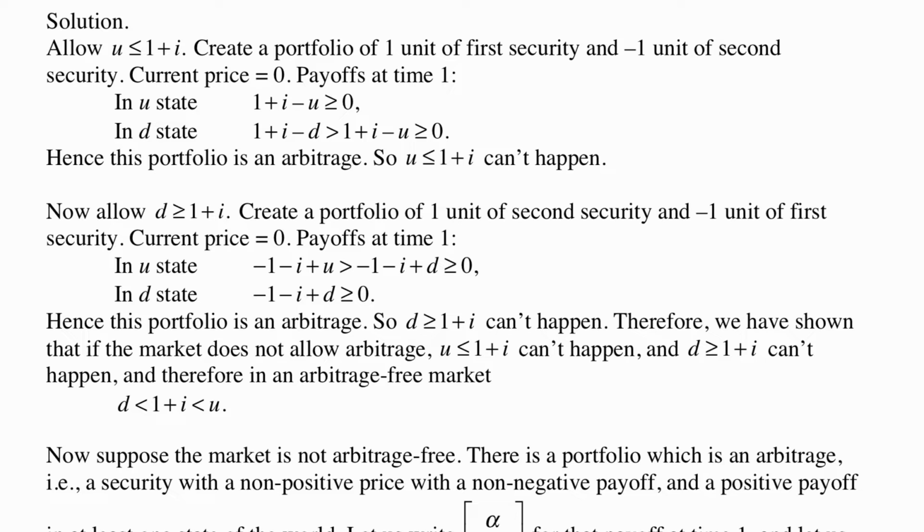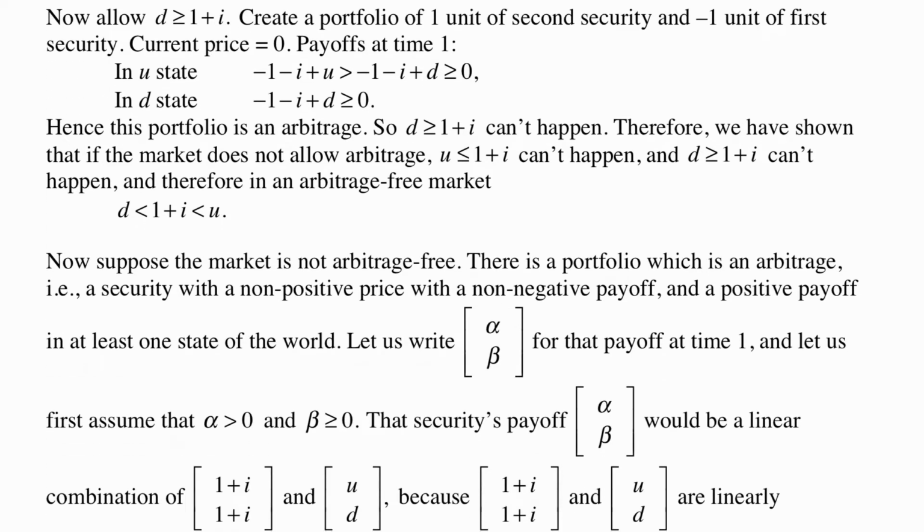Payoffs at time 1 are, in the U state, 1 + I - U, which is greater than or equal to 0 if U is less than or equal to 1 + I. And in the D state, 1 + I - D is greater than 1 + I - U, because U is more than D, which is greater than or equal to 0. Now notice that because there is a strict inequality in this chain of inequalities in the D state, this means that there is a positive payoff in that state and a non-negative payoff in the up state, and so this is an arbitrage. So U ≤ 1 + I can't happen if the market is arbitrage free.